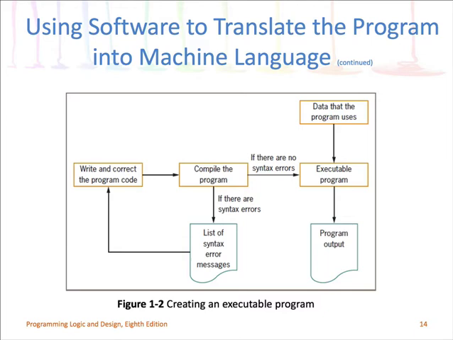This is basically showing you a flow chart. You write and correct the program code, you compile it. If there were syntax errors, you go back, you write and work on the code some more, you compile it. Once you get out of that circle and have all your syntax errors gone, then you execute the program. The program takes data that the program uses. That data may come from a user, it may come from a file, and then any output that is generated, for example, maybe output to a file on a hard drive, is stored.